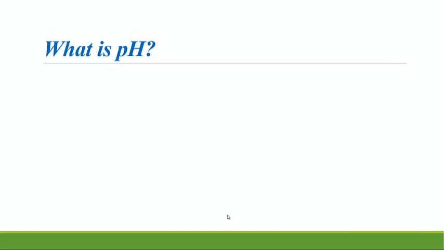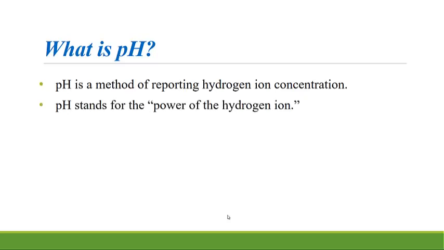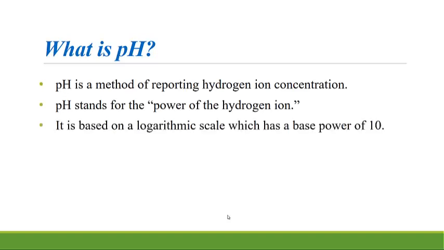Okay, first of all, what is pH? We talked about it the other day, but remember, pH is simply a method of reporting the hydrogen ion concentration in a solution. pH stands for the power of the hydrogen ion, and it's based, as we talked about before, on a logarithmic scale, which has a base power of 10. What this means for us is that as we go from one pH to the next, it's not one difference, but it's 10 times difference.